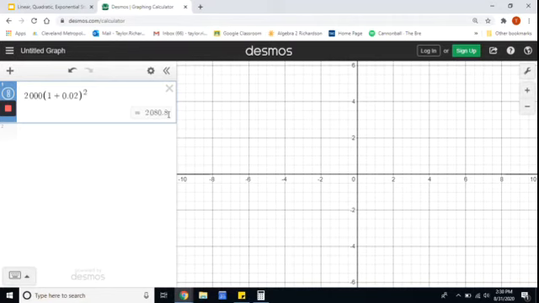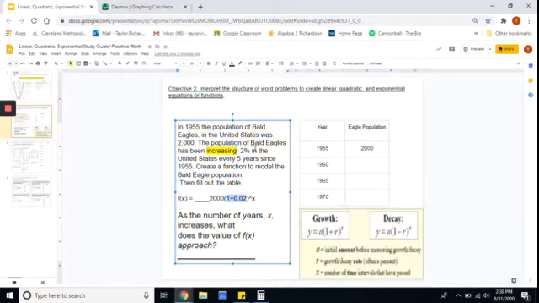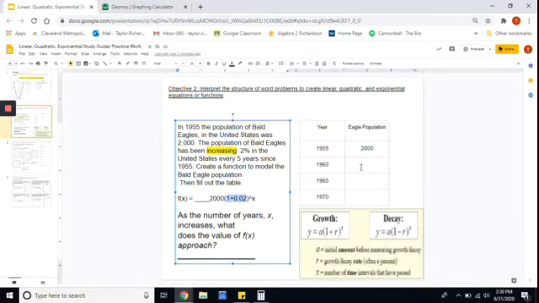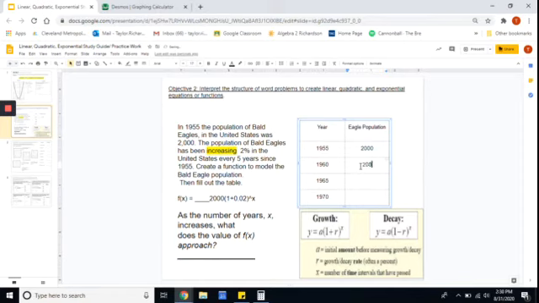So what's my answer? 2080.8. Now, we're talking about bald eagles, talking about an animal, right? You can't have 0.8 of an animal. So we're just going to put this number, 2080. That's roughly how many eagles there were in the year 1960. Not 0.8. You can't have 0.8 of a bird, right? So we're going to just do 2080.